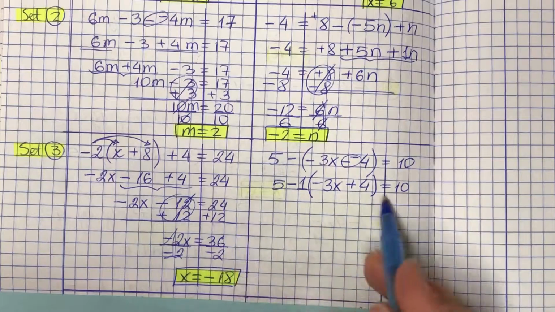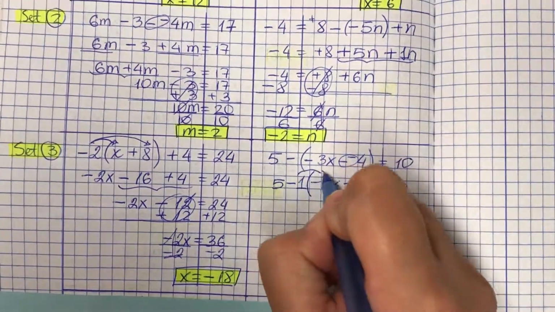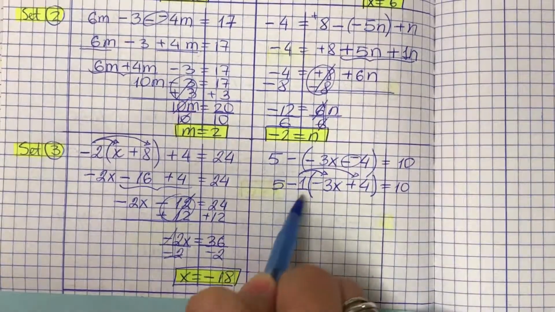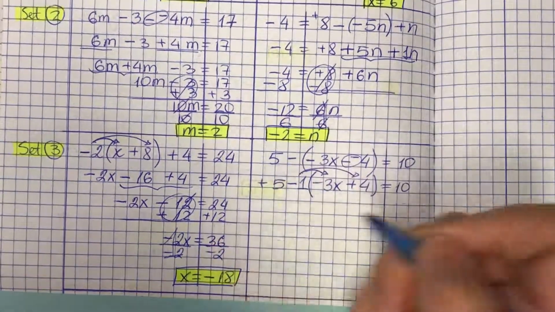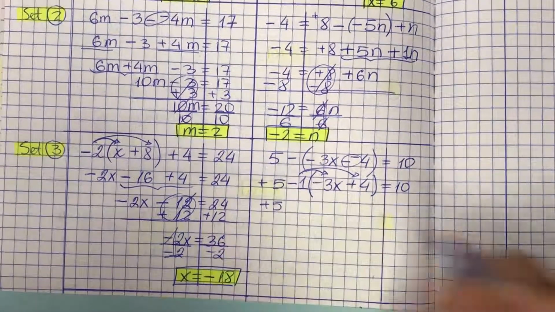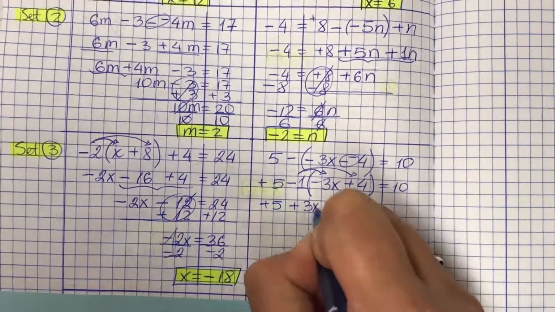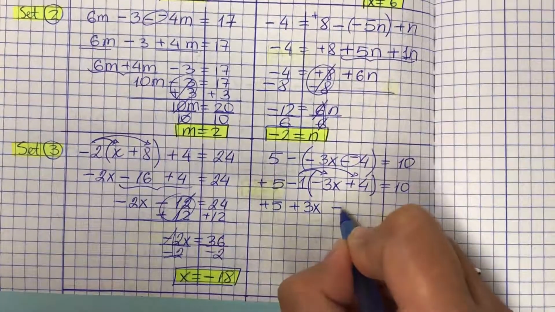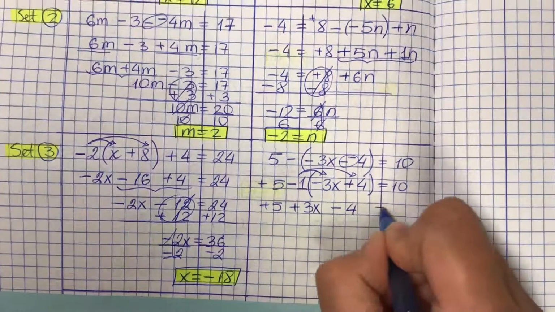Rewrite the double sign using single signs only. Then use the distributive property, where the number outside, and again that number outside is negative 1, positive 5 is the constant, negative times negative is positive 3x, negative times positive will be minus 4, negative 1 times 4 is negative 4.